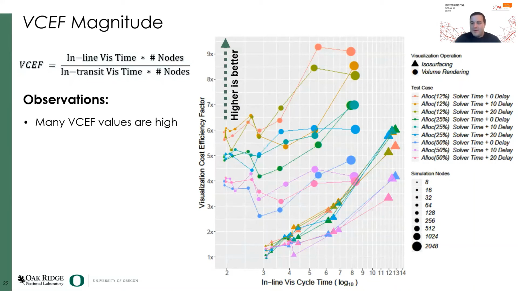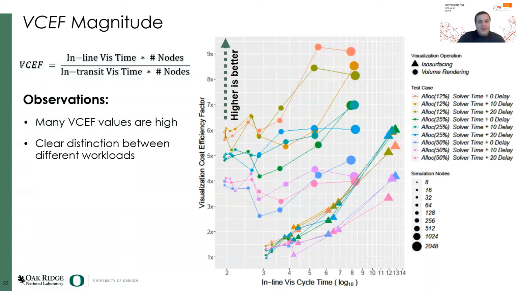And if you remember a few seconds ago, I mentioned that our higher VCEF values were due to 2 factors, running on fewer nodes and running on fewer ranks per node. So when we did a quantification, what we found was that our VCEF values would essentially be half of what we're presenting in this slide if we had run at a full 16 ranks per node in-transit. So just as a point of reference.